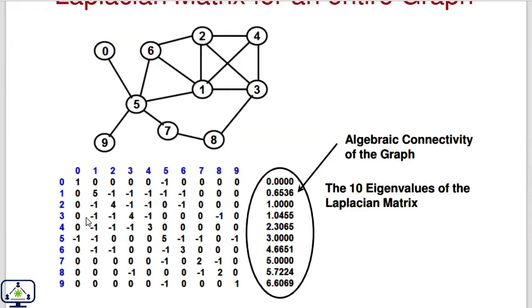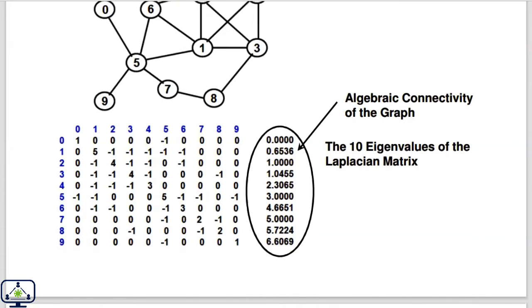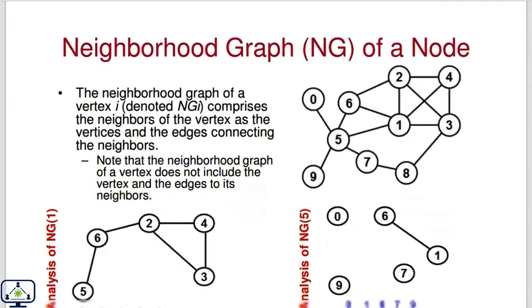This graph has 10 vertices, so this value could be as large as 10 if the graph is close to a complete graph. On a scale of, say, 0 to 10, we can see where 0.6536 stands. So it's not very highly connected. For example, if you remove node 5, some nodes get disconnected from the rest. So that talks about the connectivity, or the extent of sparseness, in the graph.